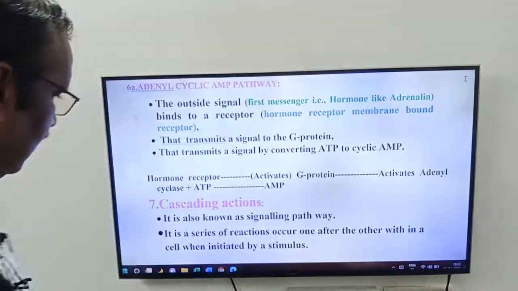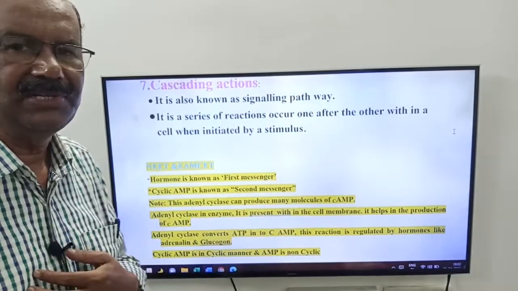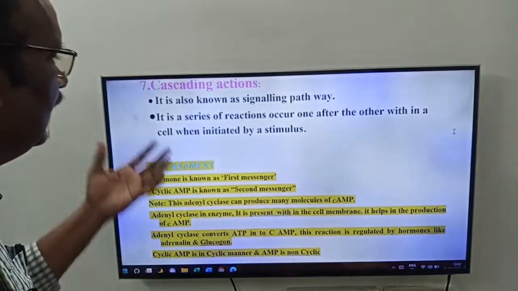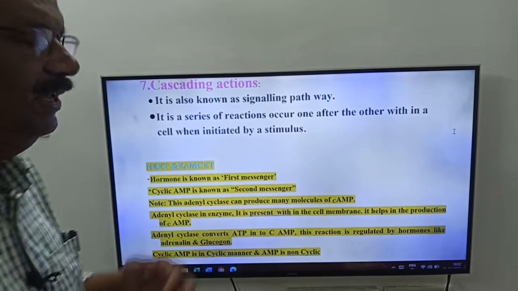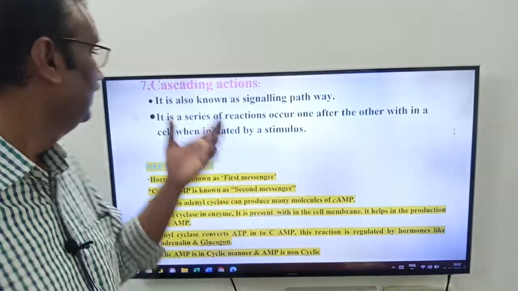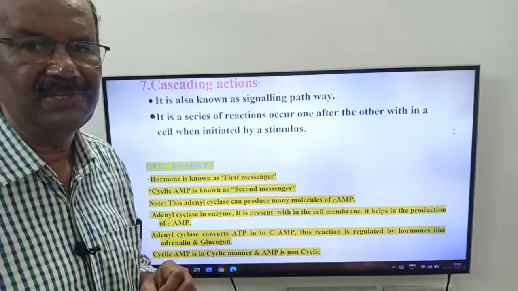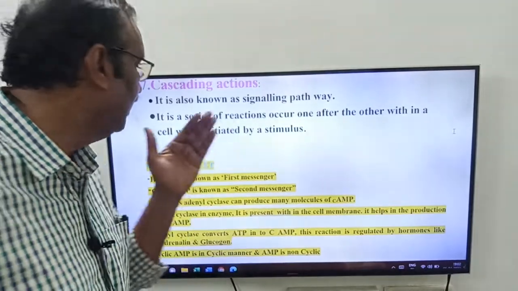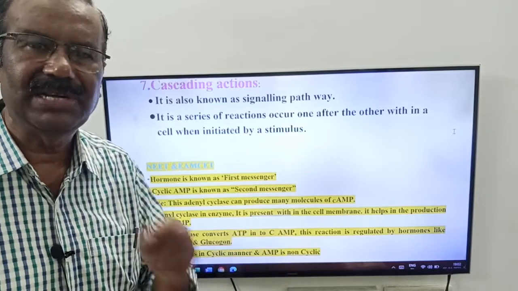Okay, friends. Now, what are cascading actions? Cascading actions are also known as a signaling pathway. It is a series of reactions that occur one after the other within the cell when initiated by a stimulus. Friends, whenever you hear the word cascading reactions, it is a signaling pathway. It is a series of reactions occurring in the cell one after the other when the cell is stimulated. Okay, friends, that is about the cascading pathway.